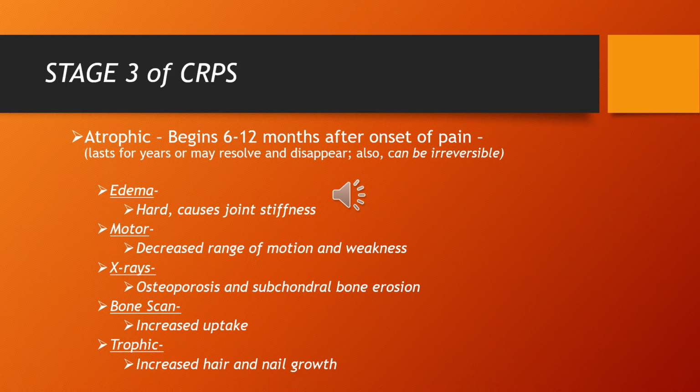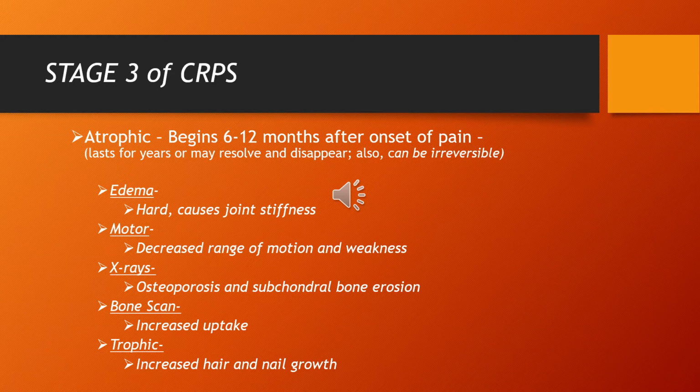Again, the edema is very hard just due to the chronicity and the long-standing fluid that is in the actual involved limb. Again, it causes joint stiffness. This joint stiffness will then cause a person not to use that extremity as much. So then you can start developing situations of atrophy or muscle contracture, things like that. Now, the motor symptoms, basically, you have the decreased range of motion and weakness. And we discussed that in the acute and in the chronic stage.